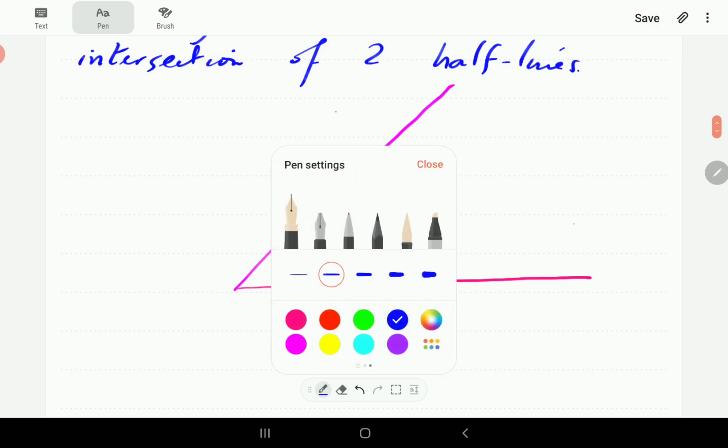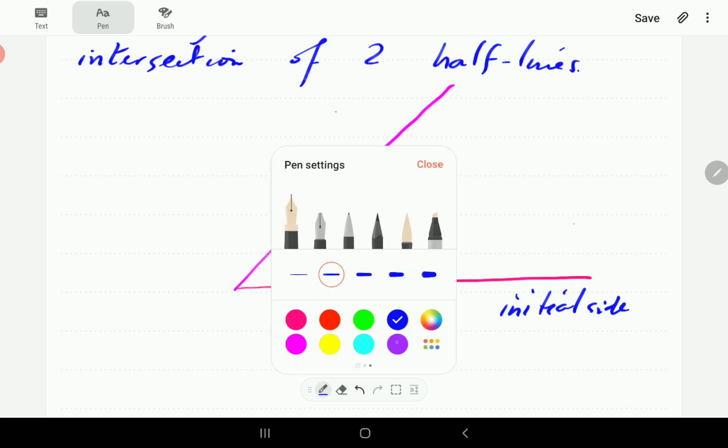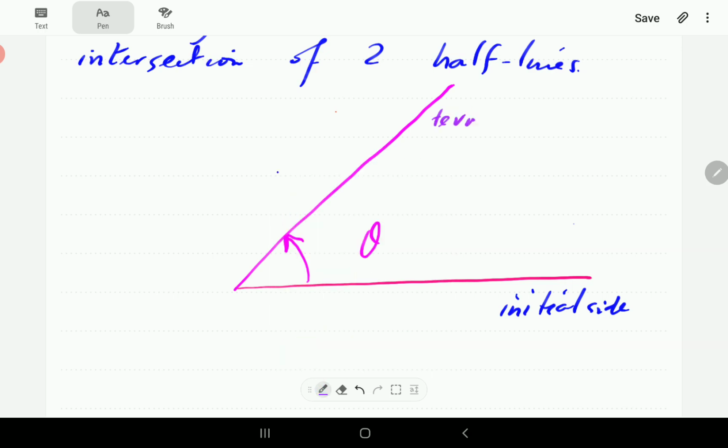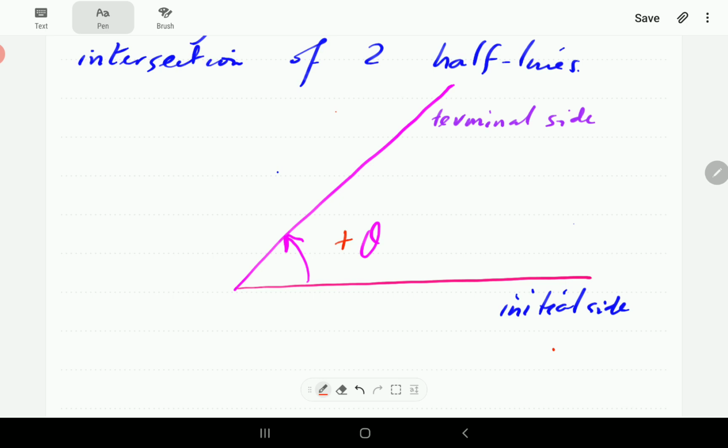Then the position where both lines started is called the initial side, and then the position where this other line finally ends is called the terminal side. So this is called the terminal side. Okay, and then angles formed in the counterclockwise direction are called positive. So this theta here is going to be positive.